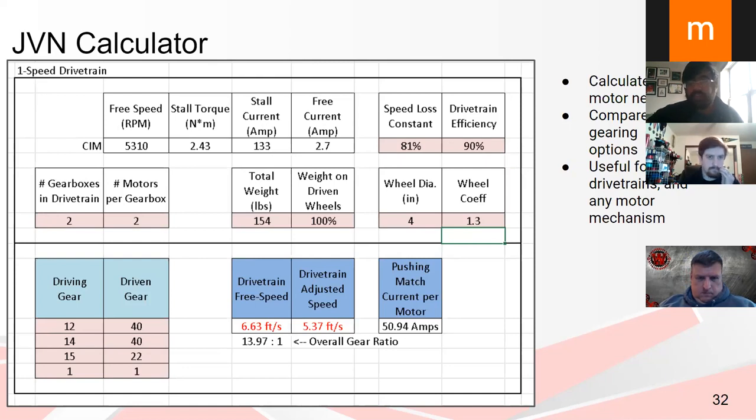Nick, I don't know if there's anything JVN specific you want to cover. In the JVN calculator, they also have stuff for some of the COTS gearboxes that are pre-built in. I think most of the VEX ones are pre-built in there. But otherwise, it's just a good tool for, I'd say, mostly figuring out generally what speed you're going to be moving at. Gives you, I think, a good general idea of what you're going to be expecting from your drivetrain.